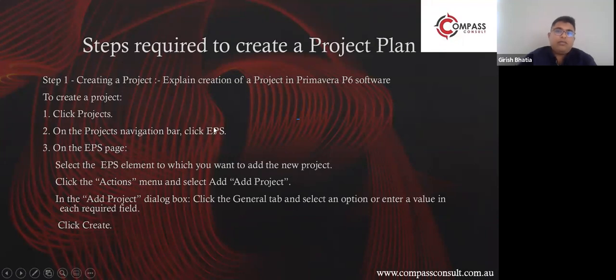Okay, so we are now clear with how to create an EPS. Now within the EPS, as I told you earlier, we'll be creating a project plan. So there are steps involved in creating a project plan. The most important thing, the first step is going to be creating a project. So I'll explain how to create a project in Primavera P6. And here are some of the steps.